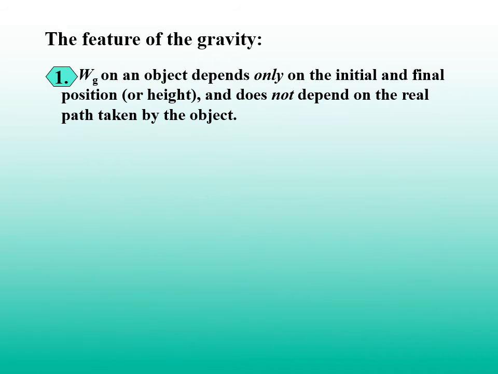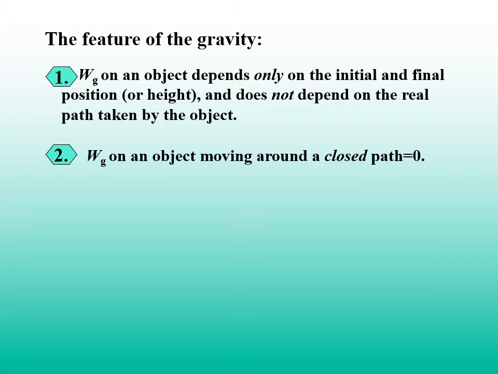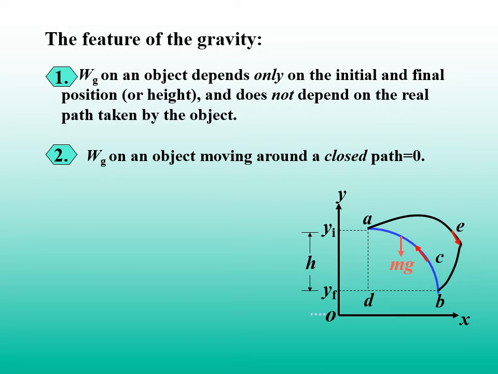The features of gravity. First, the work done by the gravitational force on an object depends only on the initial and final position or height, and does not depend on the real path taken by the object. Second, the Wg on an object moving around a closed path equals 0.